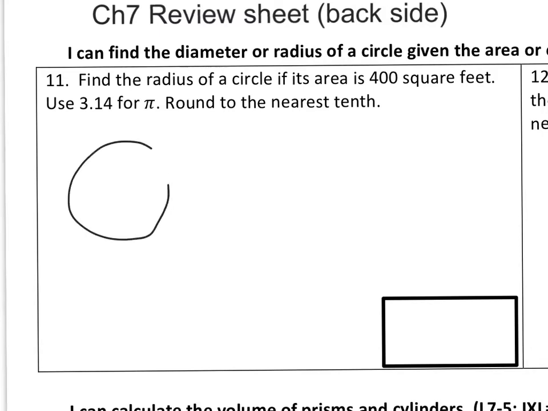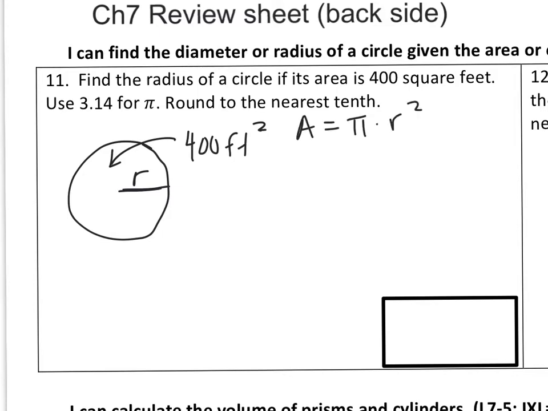So step 1, I'm going to draw a circle just so we have it visualized. And they are looking for this, the radius. We don't know it. But they do give you the total area that this covers up, that's 400 square feet. So what we need to do is use the area formula. Here it is: area is equal to pi times radius squared.